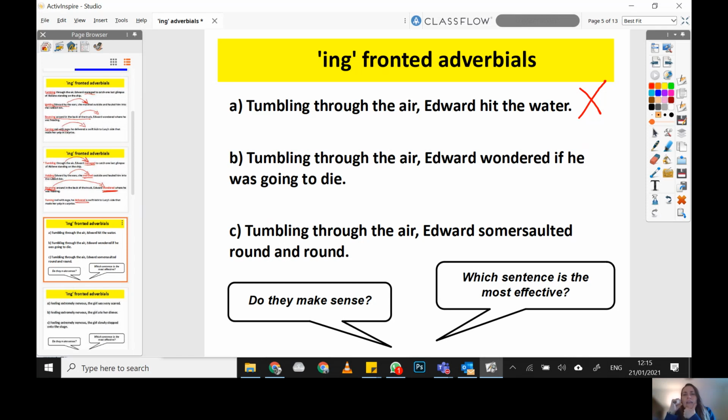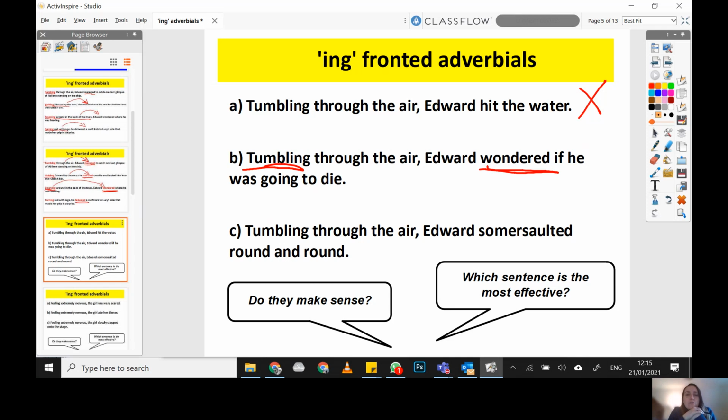Then we've got tumbling through the air, Edward wondered if he was going to die. Can you spot the 2 verbs? I've got tumbling and he wondered if he was going. All right, are those verbs too similar? No, I think they're okay. Right, let's check the last one just to make sure.